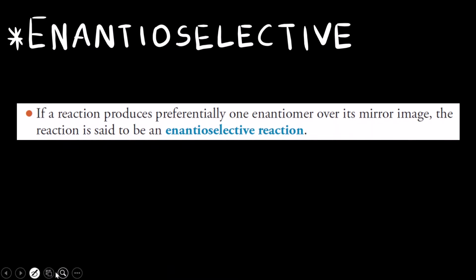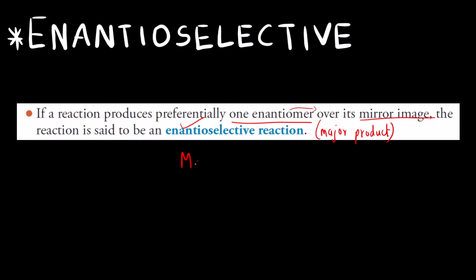Enantioselective: if a reaction produces preferentially one enantiomer over its mirror image. What are enantiomers? They are non-superimposable mirror images of each other. Preferentially produces one enantiomer, that is the meaning of major product. Why do we call a product a major product? Because it is formed in larger amounts. Then that reaction is called an enantioselective reaction, which we had seen just now.